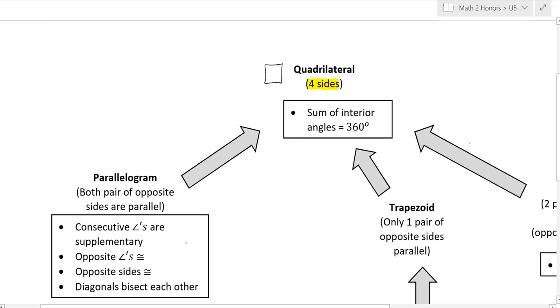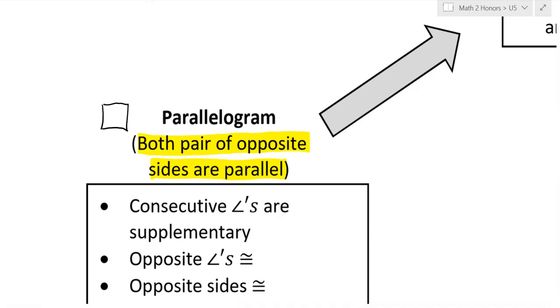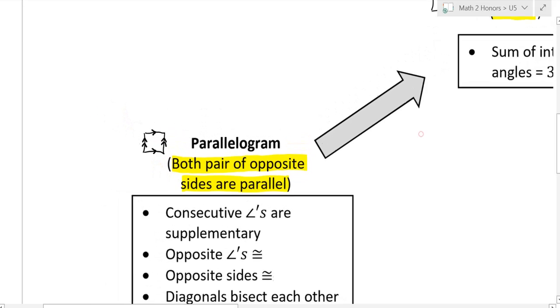So one type of quadrilateral is a parallelogram, and a parallelogram, because it's a quadrilateral, has four sides. But more than that, its definition states that both pairs of opposite sides are parallel. So if I were to draw a parallelogram, I would show that the top here is parallel to the bottom and the left side is parallel to the right side. And if I have that, then I have a parallelogram. Okay.